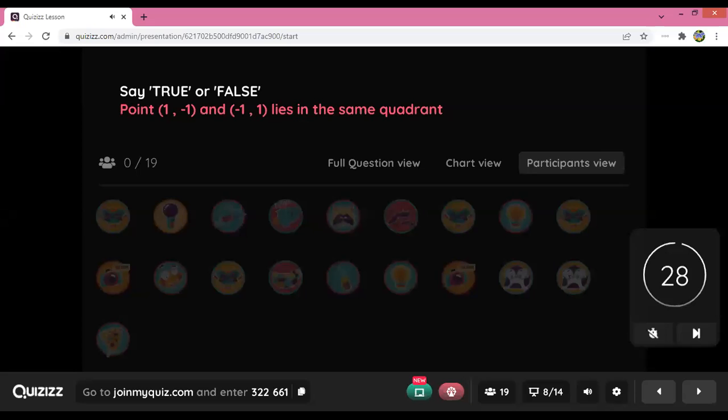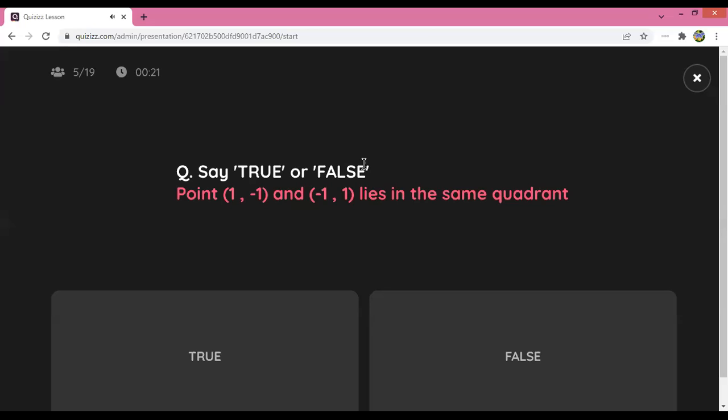Check, it says point 1, -1 and -1, 1 lies in the same quadrant. Is it true or false? Just need to look at the sign convention. Positive, negative and negative, positive. Do they lie in the same quadrant? Just look at the sign convention. Positive, negative and negative, positive. Will it be the same quadrant?